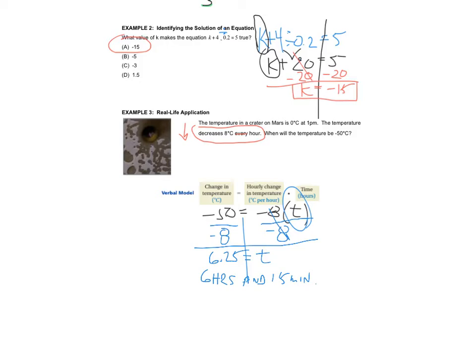So if it is 0 at 1 o'clock, the question says, when will the temperature be at negative 50? So now we want to give our answer. It'll be negative 50 degrees Celsius at 1 o'clock it's 0, 6 hours and 15 minutes later, it will be 7:15 p.m. when our temperature is negative 50 degrees Celsius. So hopefully this is not too bad.